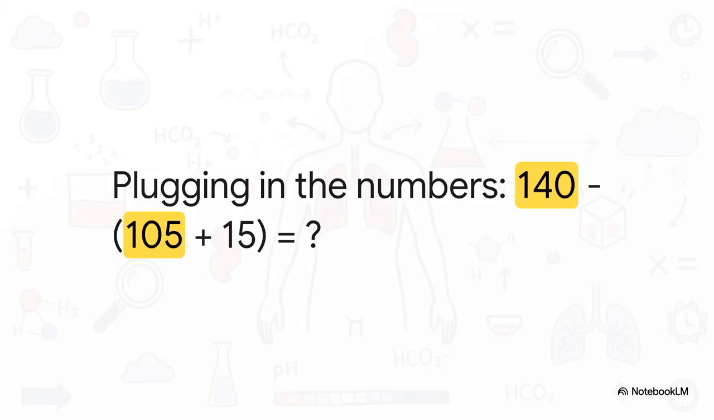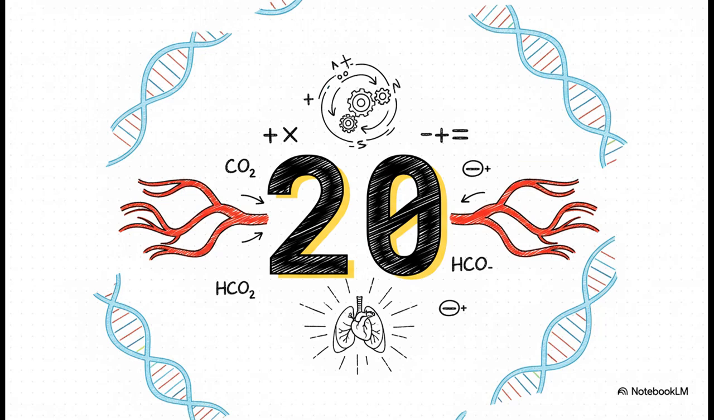We've got our sodium at 140, and we subtract the sum of chloride, which is 105, and bicarb, which is 15. So that's 140 minus 120? And the answer is 20. If you got 20, fantastic job. But remember, a number is just a number. It's just the first clue. The real question, the important question is, what does 20 actually mean?